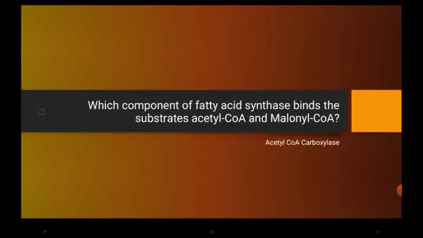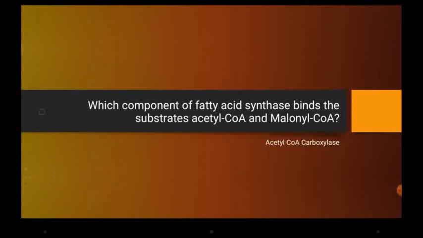The next question: which component of the fatty acid synthase binds the substrate acetyl coenzyme A and malonyl coenzyme A? The answer is acetyl coenzyme A carboxylase. This enzyme requires a prosthetic group called biotin.